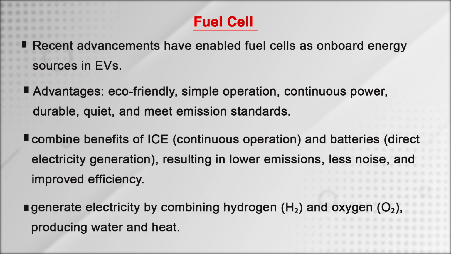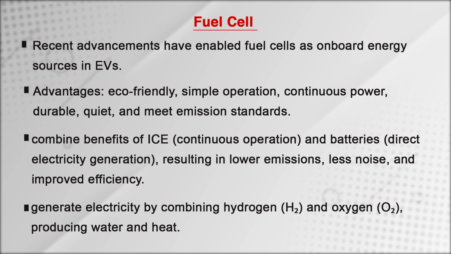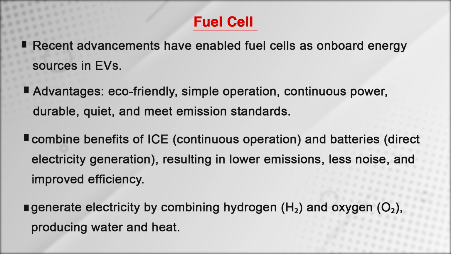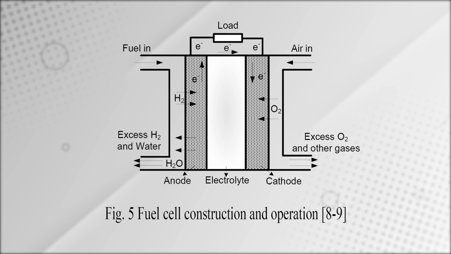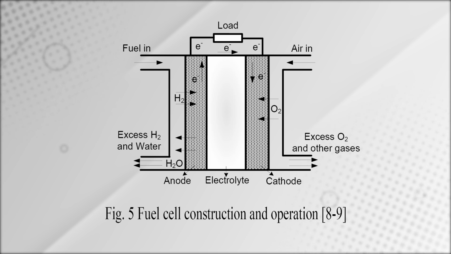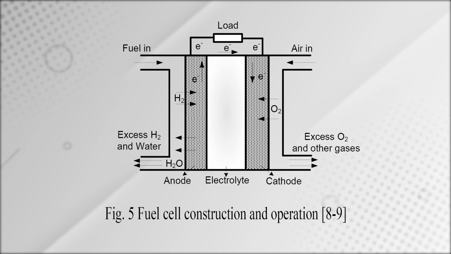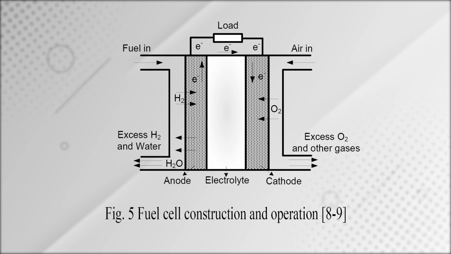A fuel cell is an electrochemical device that generates electricity by combining hydrogen with oxygen from the air, producing water and heat as byproducts. A catalyst such as platinum accelerates this reaction. This direct conversion of hydrogen energy into electrical power bypasses the intermediate step of heat conversion, enhancing overall efficiency.